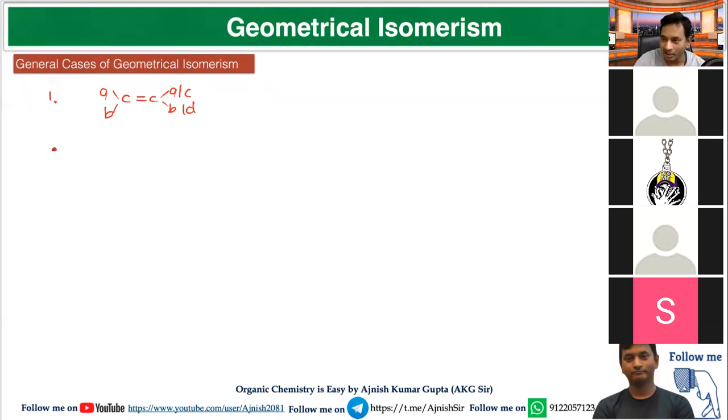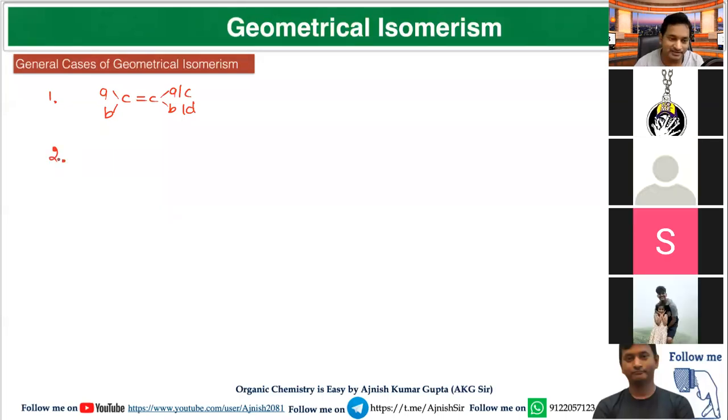Very good. Along carbon double bond carbon. Second is along carbon double bond nitrogen. Here A, here B, here already lone pair and bond pair are different. Third is along nitrogen double bond nitrogen. Here lone pair and bond pair are already different.